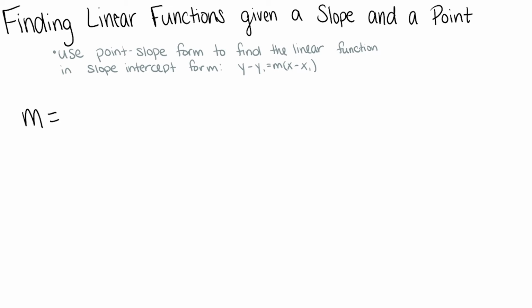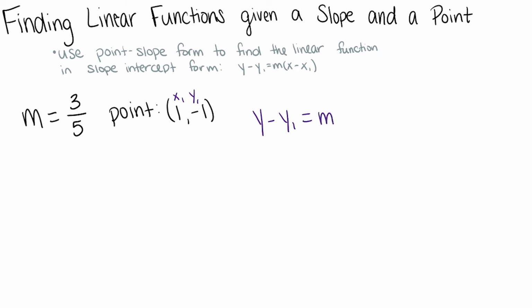Last, we have m, or our slope, is equal to 3 over 5. And our point is (1, -1). Let's identify our x1 and y1, which in this case, x1 is 1 and y1 is negative 1. So when we plug that into our point slope form, we get y minus negative 1 equals 3 over 5 times x minus 1.